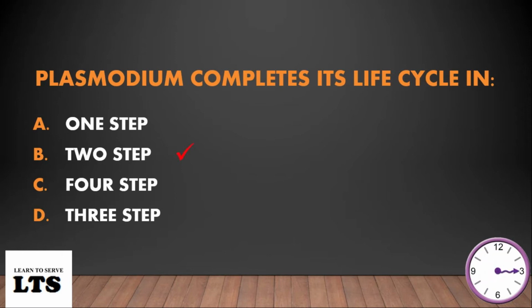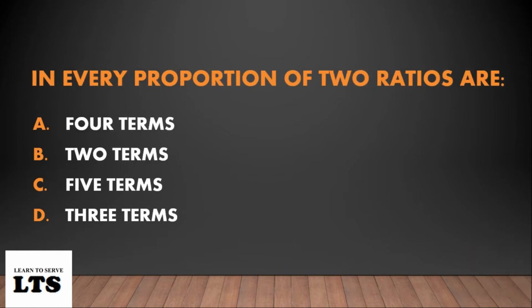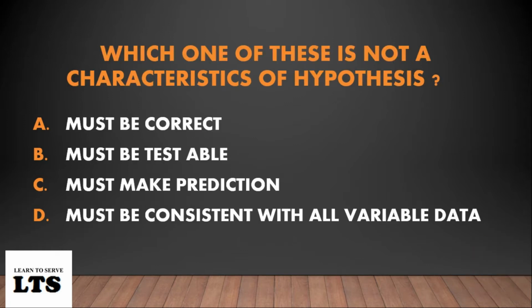The answer is option B, 2 step. Next one, in every proportion of 2 ratio are option A 4 terms, option B 2 terms, option C 5 terms, option D 3 terms. The answer is option A, 4 terms. Next one, which one of these is not a characteristic of hypothesis?